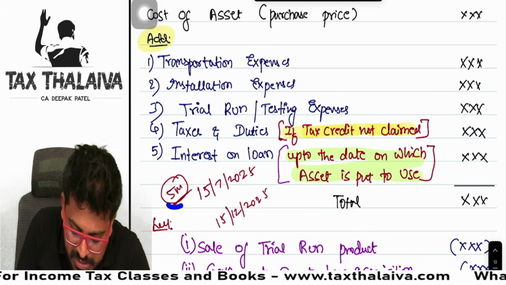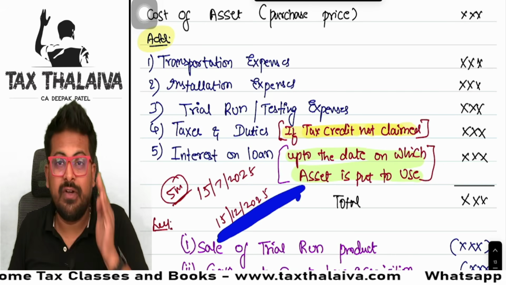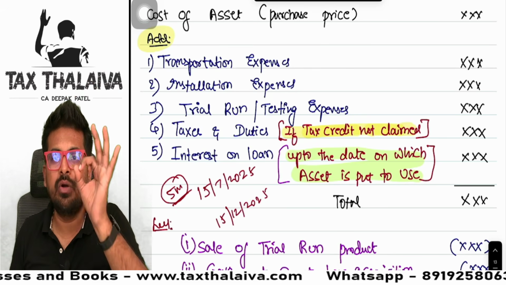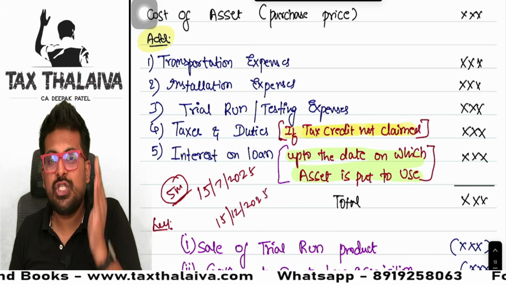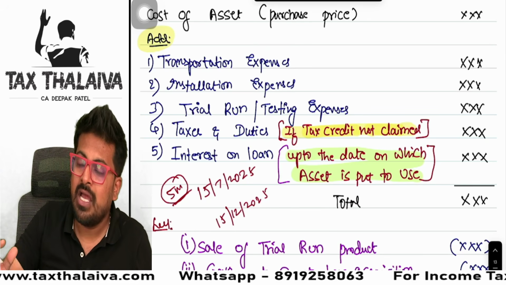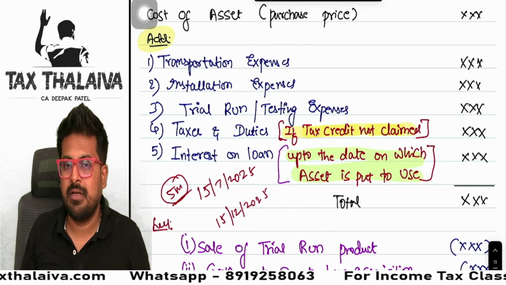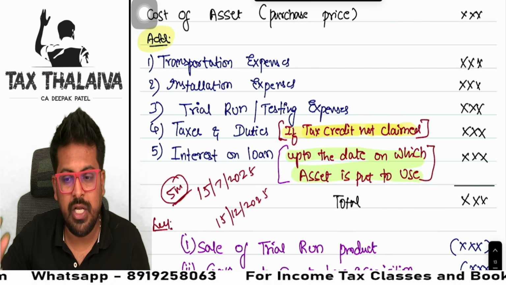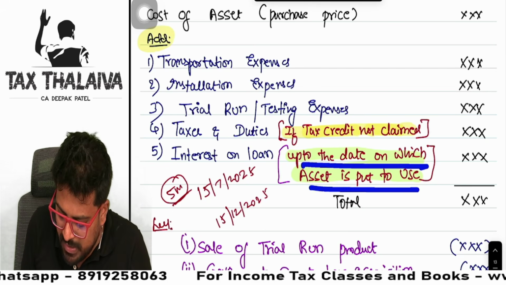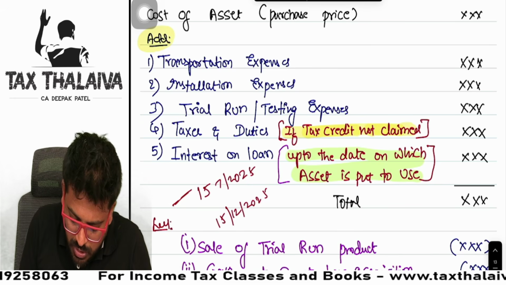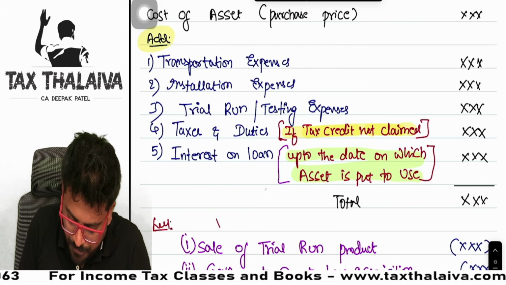And whatever interest you pay after 15th of December has to go and hit your profit and loss account, debit side, because once you start using the asset, whatever interest you pay for the asset loan purpose, you can claim it as revenue expenditure only. So up to the date on which the asset is put to use, you will capitalize it and add it to the cost of asset, mind you guys.